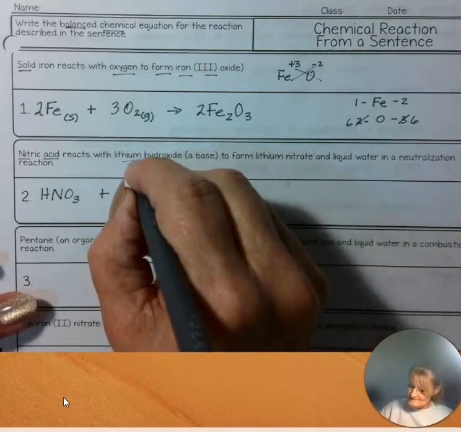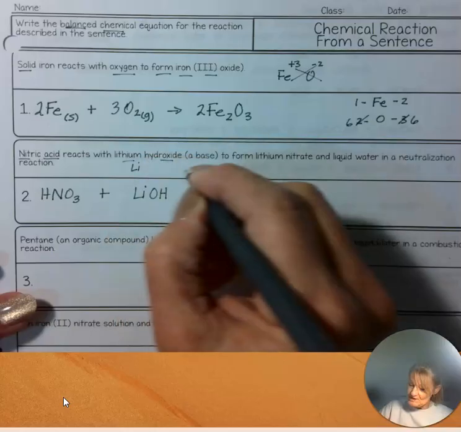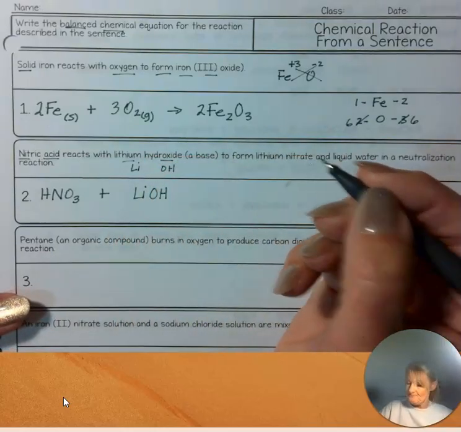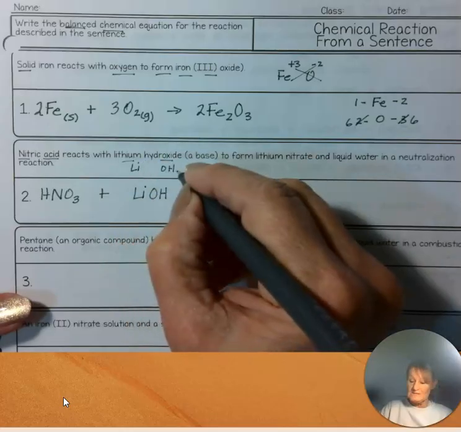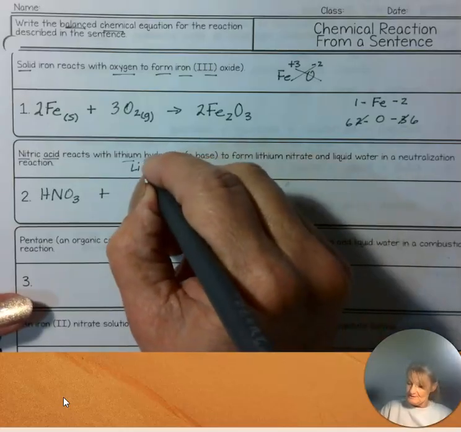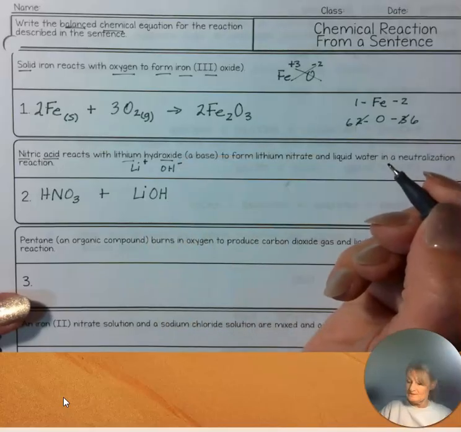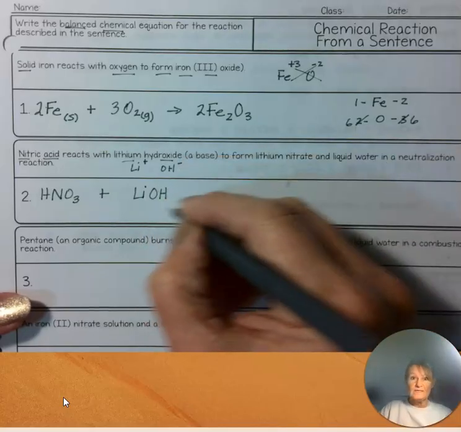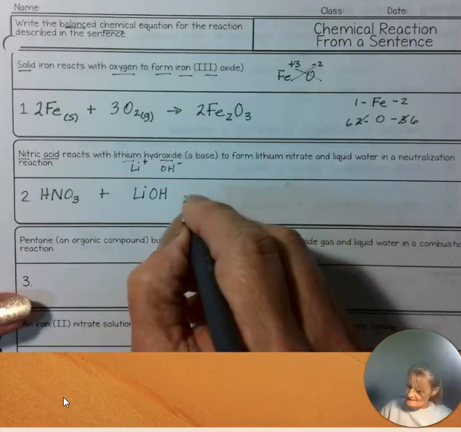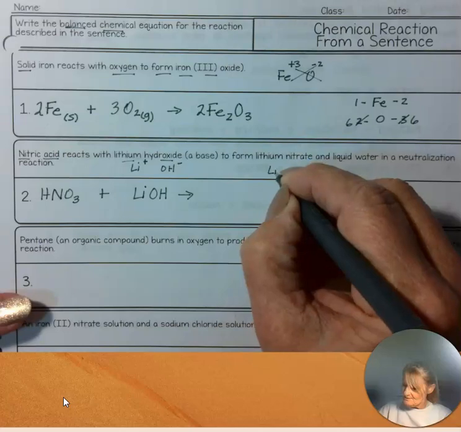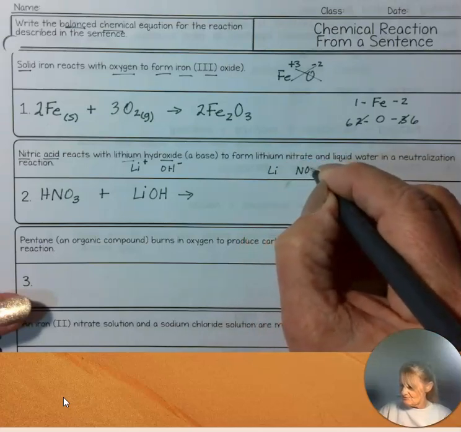Now, you guys need to check these. You're going to check your lithium and your hydroxide. You're going to pull those from your periodic table and yellow sheet. You're going to look up that lithium is a +1. Hydroxide is a -1. So we don't need any subscripts. Okay. And it's going to form lithium nitrate.